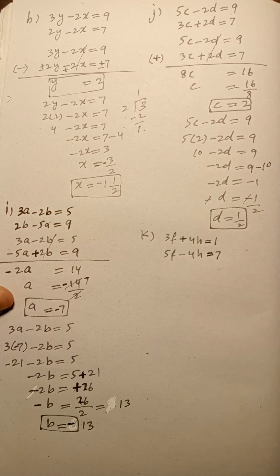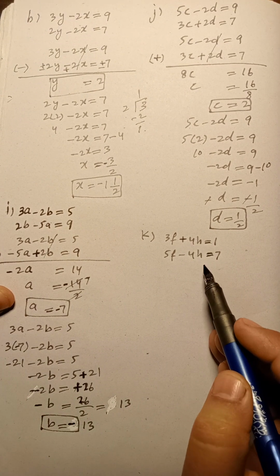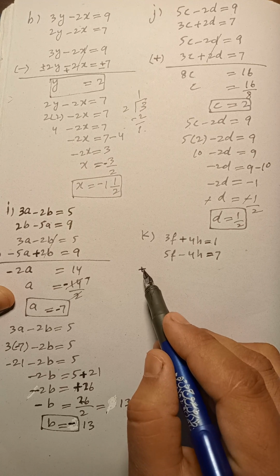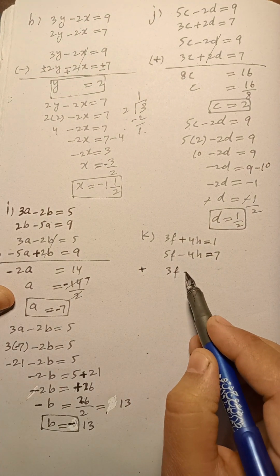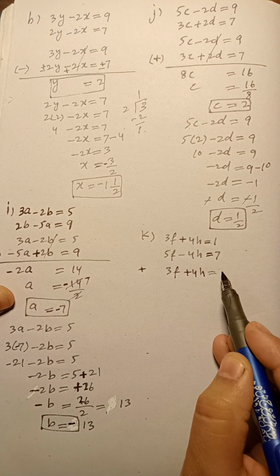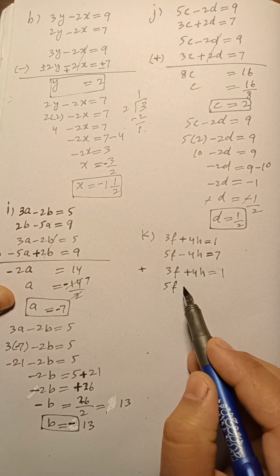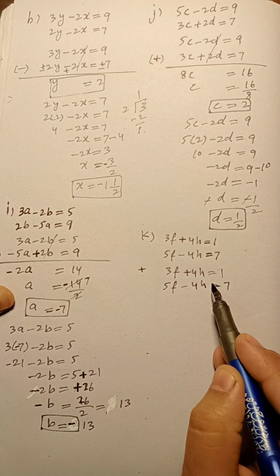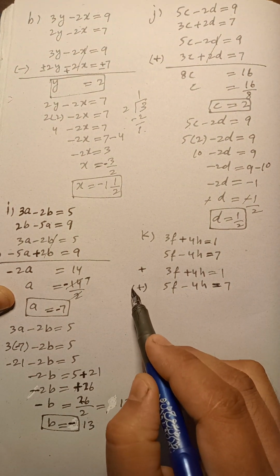Now next part. See here, plus 4h and minus 4h, both are the same, both carry opposite signs. So by adding we can remove these. So write the equation first. 3f plus 4h is equal to 1, and 5f minus 4h is equal to 7. Simultaneous equation. By adding, write the addition sign here.